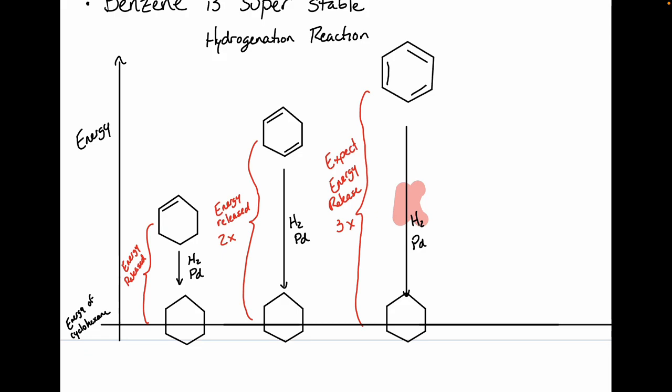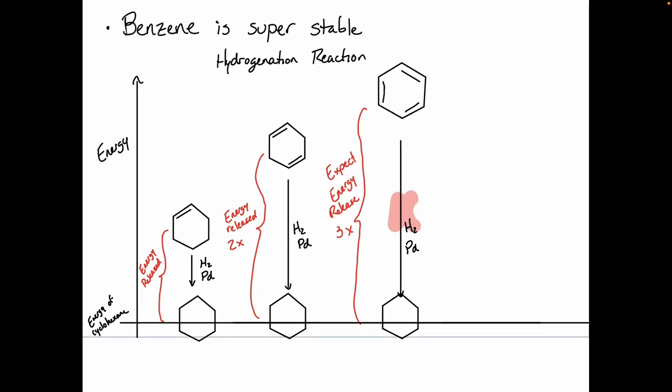Our benzene, we said, is super stable. So let's think, does that mean that it actually releases more energy than predicted or less energy than predicted? Less, absolutely. So if I were to correctly place my benzene ring on this spectrum, the actual amount of energy released is much less. It's about on par with a diene substitute.